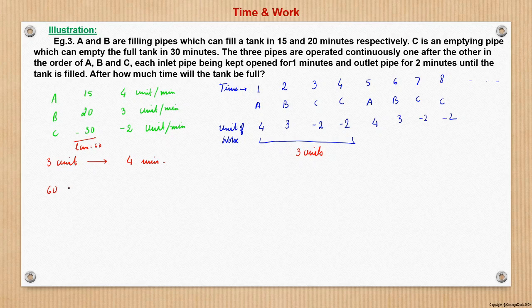Total number of units is 60 units. So 60 units would be completed in 80 minutes. But we know that whenever we club the work done by different persons or pipes with one being with a negative work, then this is not an answer. 80 minutes is not an answer. However, this will give us an approximate range where we should start checking.